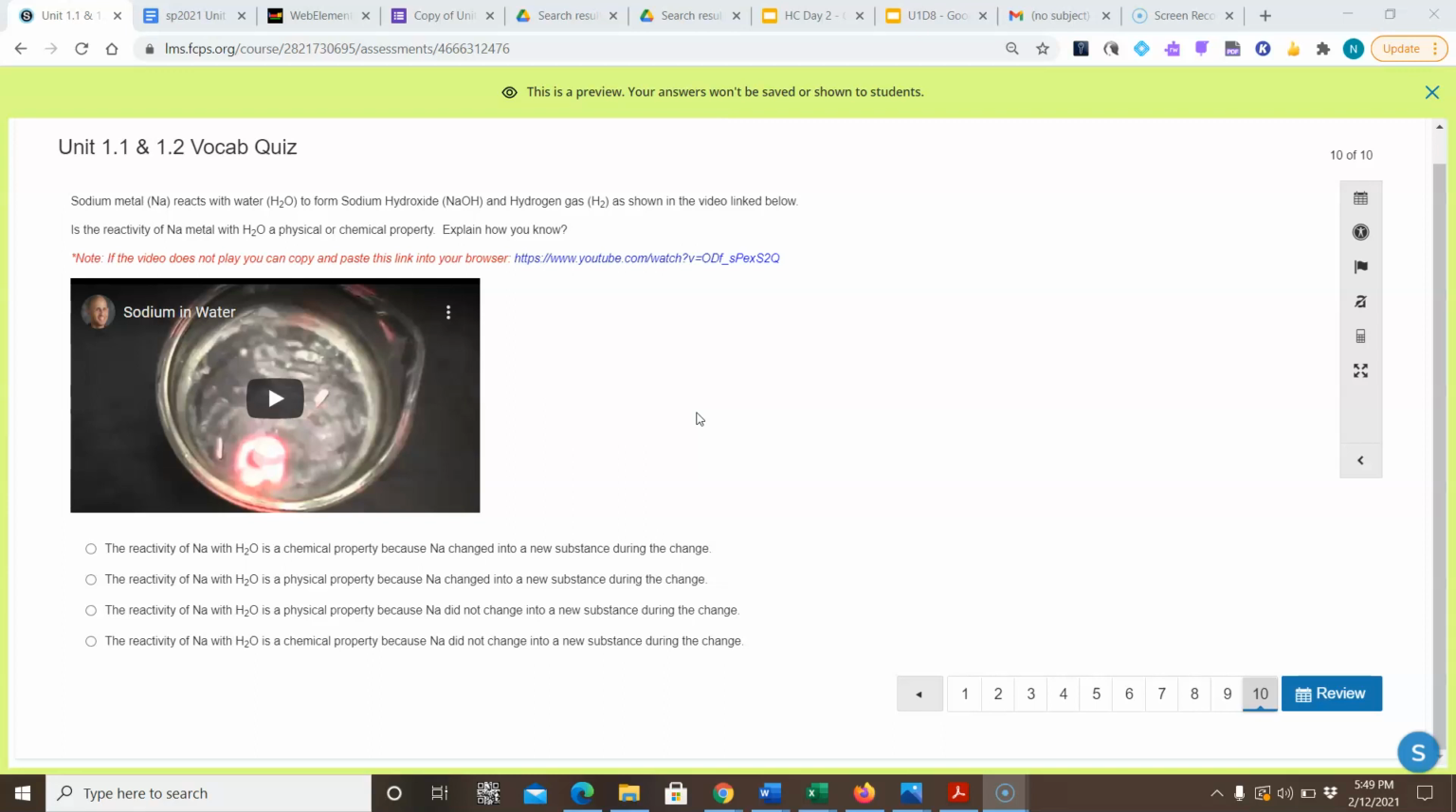Now, when we talk about a chemical or a physical property, whenever you see the word chemical, whether it's in front of a chemical change or a chemical property, the substance itself, the identity of the substance changes. Okay? So that means whatever you start off with, you're not going to have in the end.